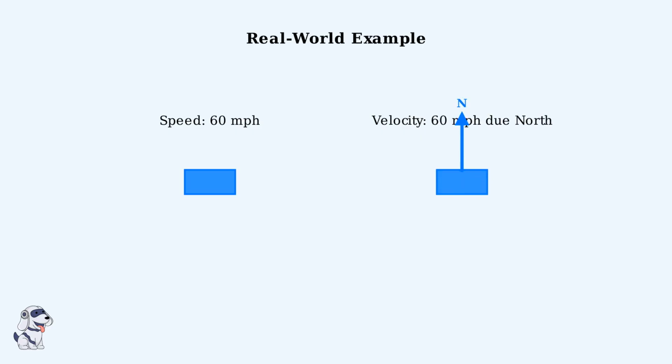Consider a car traveling at 60 miles per hour. If we only say 60 miles per hour, we're describing the car's speed. But if we say the car is traveling 60 miles per hour due north, now we're describing its velocity.